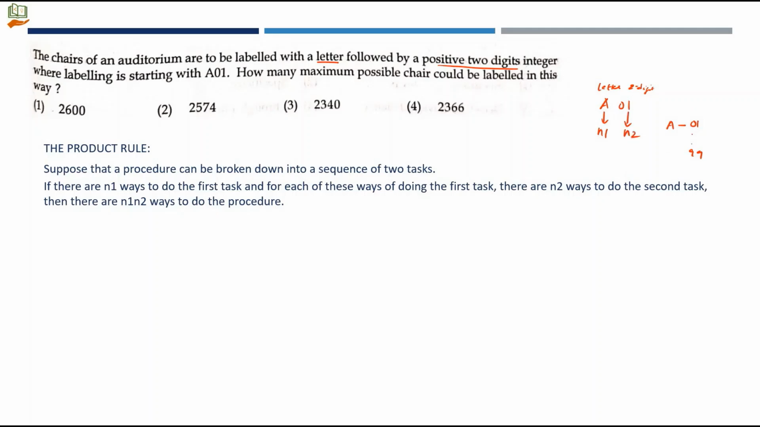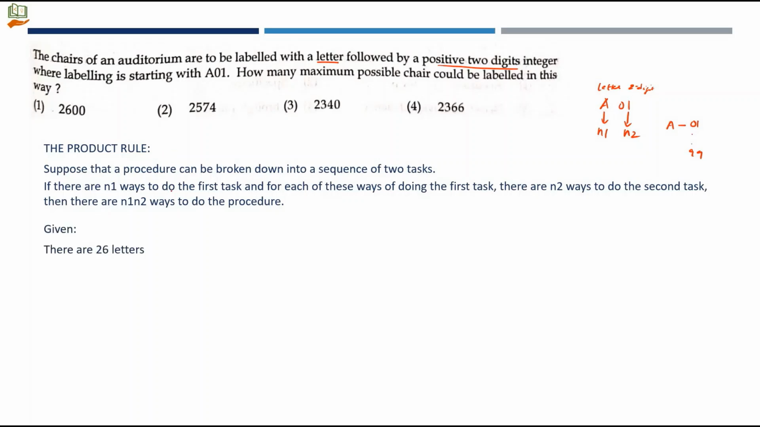If there are n1 ways to do the task from A to Z, then for each of these ways, for each of A to Z, there are n2 ways to do the second task. For every row from A to Z, we will have 01 to 99 numbering. Then there are n1 into n2 ways to do the procedure. It means we have to just multiply both the numbers. That is what the product rule says.